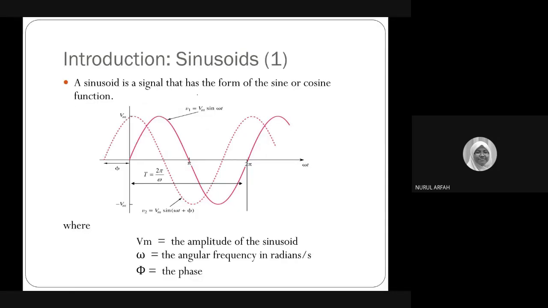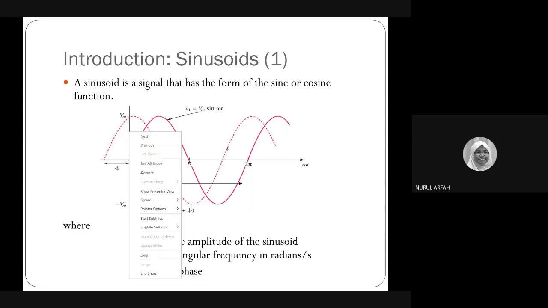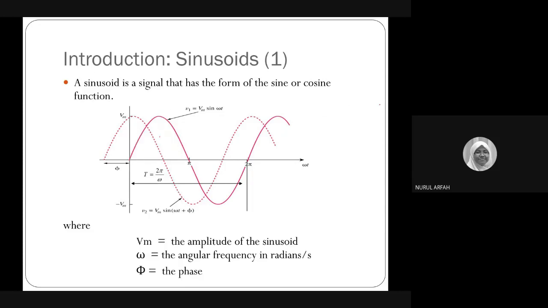A sinusoid is a signal that has the form of the sine or cosine function, right? So if it starts from 0 here, you know that it is a sine wave, right? A sine. So we usually write down the signal in terms of V1 with respect to t. So where is that t? This x-axis. We have the omega t here. So V1 with respect to time, and we have some amplitude which is Vm. That's why you have Vm here.